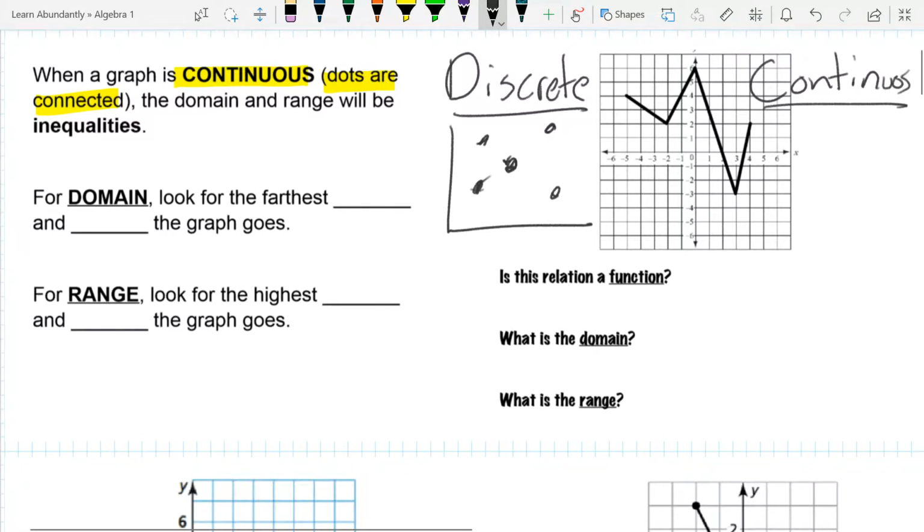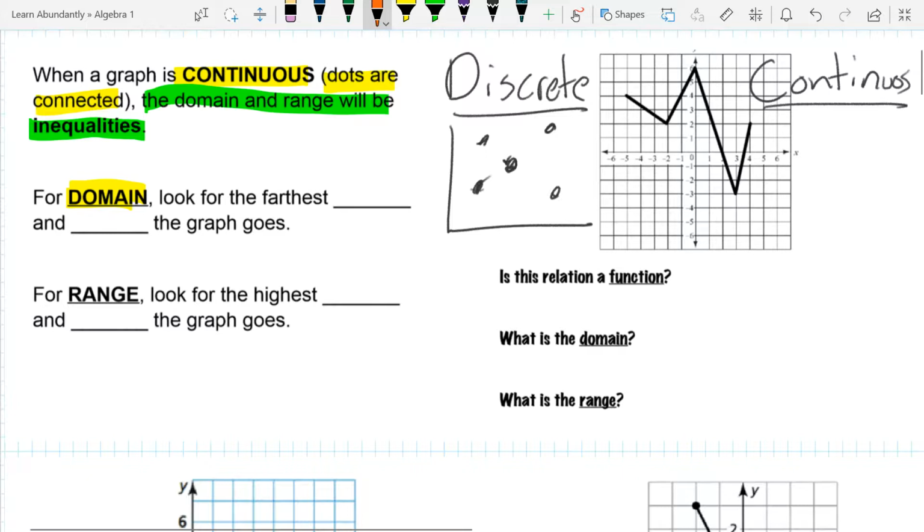So when I say discrete, that means we have points. And when I say continuous, that means we have lines between the points. Okay. Still, domain are the x's. So we're looking for the farthest x's on either side when we're talking about domain. Instead of just saying, here's all the list of points, when we talk about domain and range of a continuous function, the domain and the range will be inequalities. So first, let's do a domain.